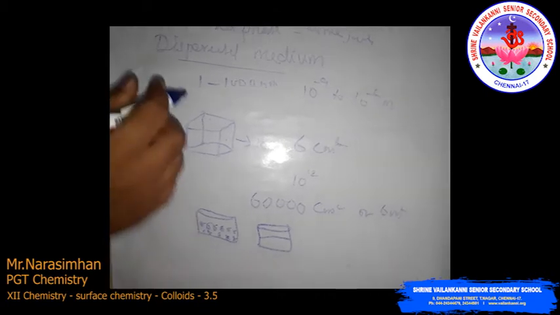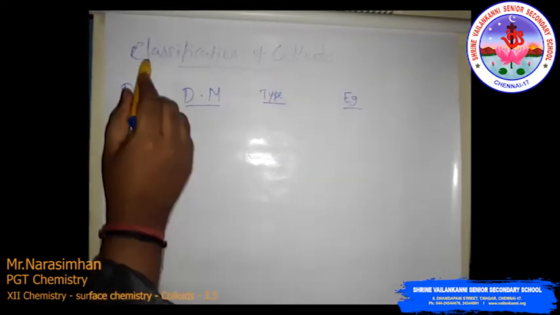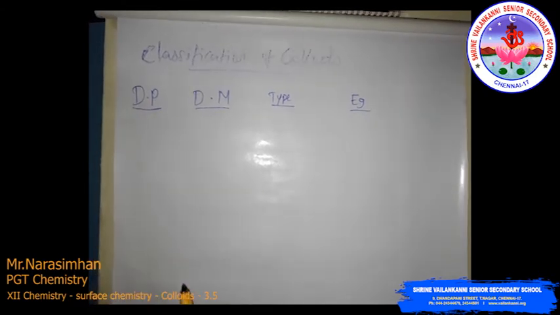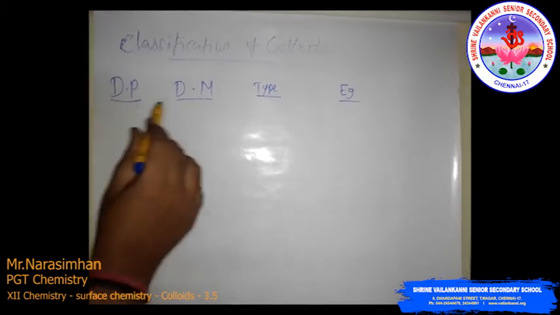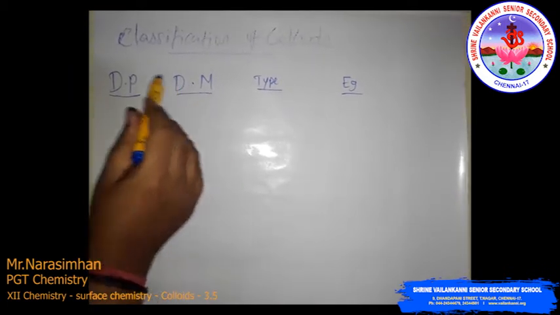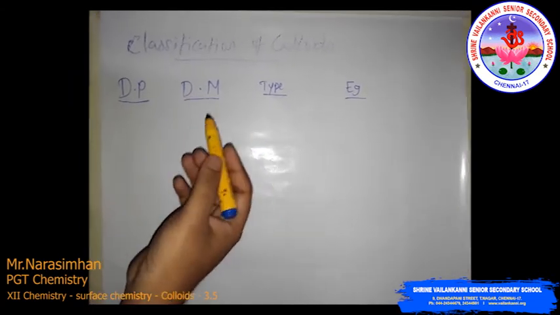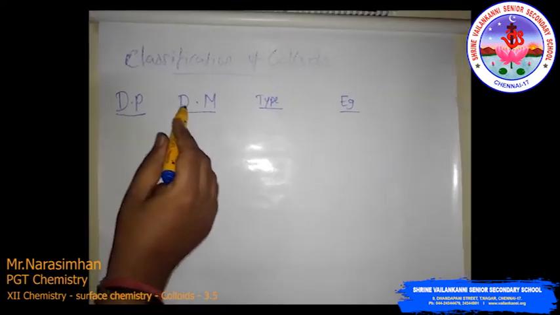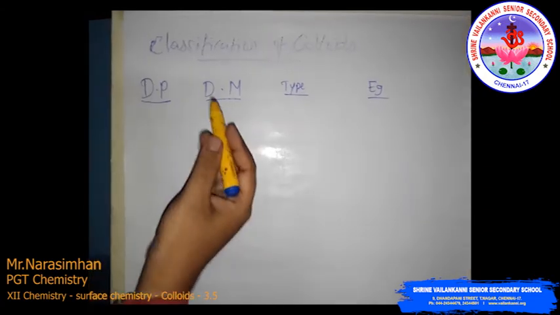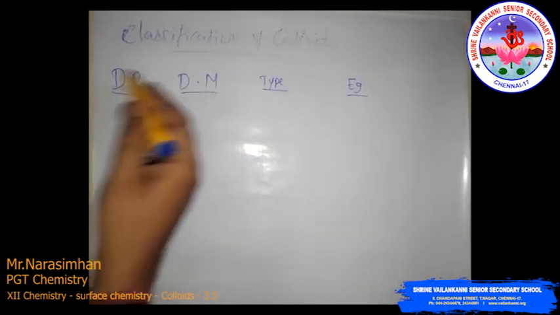Now, the next is the types of colloid. We will discuss the classifications of colloid. There are three types. First one is the physical state of the dispersed phase and the dispersion medium. The second one is the nature of the interaction between the dispersed phase and dispersion medium. Then the third one is the type of particle size in the dispersed phase. Okay, these are the classifications of colloid.